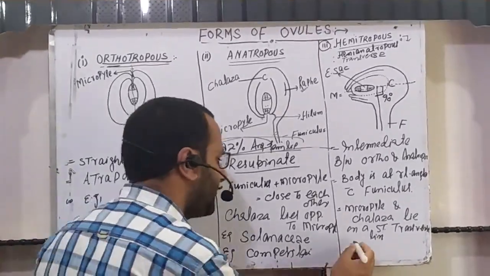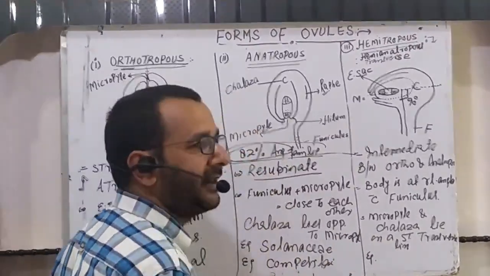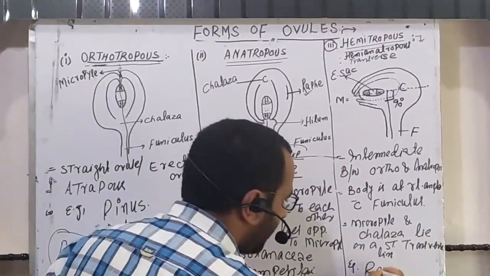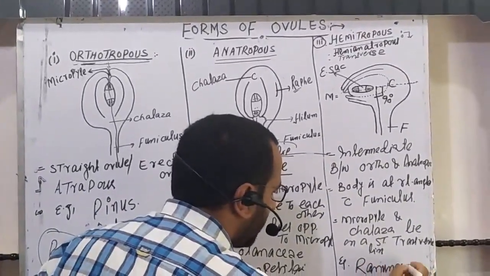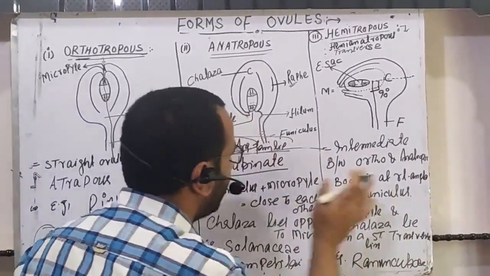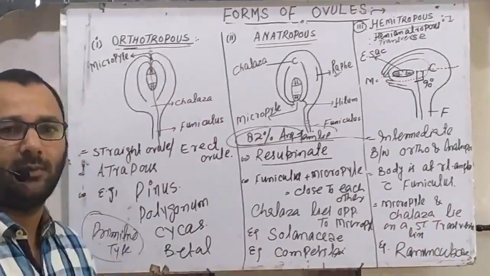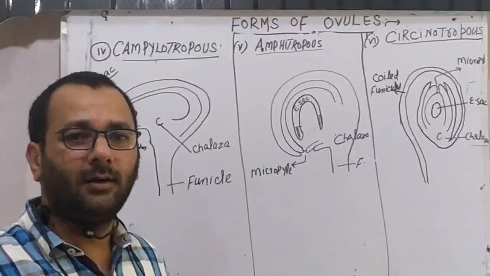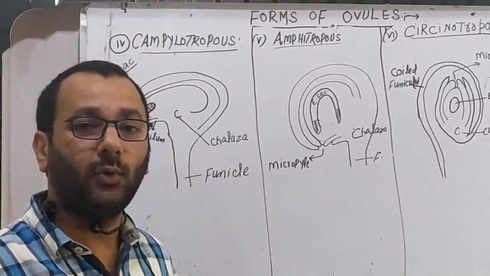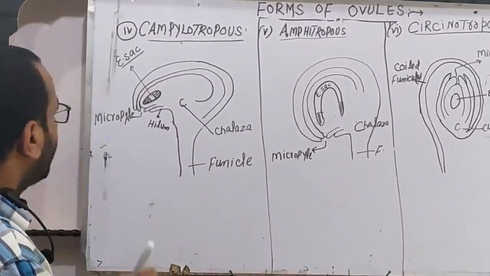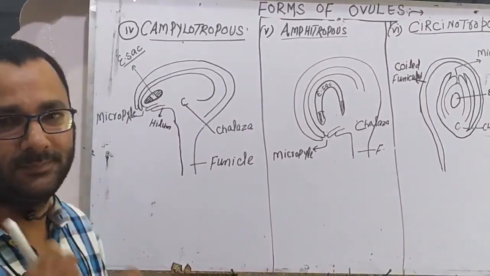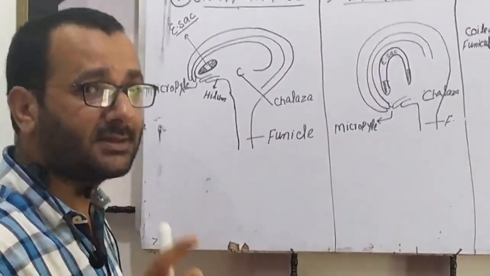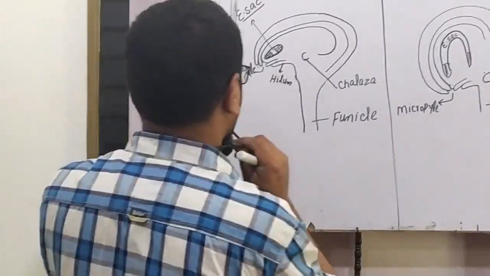An example of this ovule is that it is found mostly in the family Ranunculaceae. So these were the first three types of ovules. Now coming to the fourth one. The fourth type of ovule is the campylotropous ovule. It is the fourth type of an ovule. What is it? It is the campylotropous ovule.